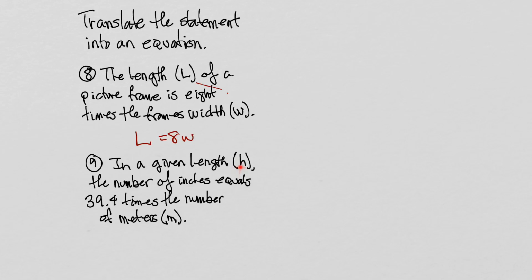Now, number 9 is pretty much the same as number 8, but what's being shown here is that you don't have to let L be the length. We could let length be any letter at all we want. So in this case, maybe we're going to let it be H, like it's the height of something. So what we're saying here is, in a given length, the number of inches in that length is equal to 39.4 times the number of meters. All right, and m may be for meters. So let's translate this. So we're going to have the length, which is h, equals 39.4 times, so multiplication, the number of meters. So h equals 39.4m.